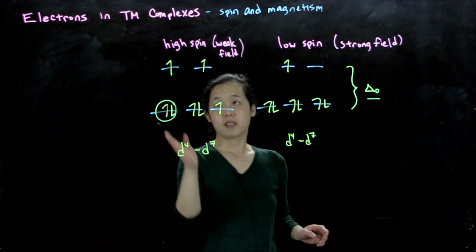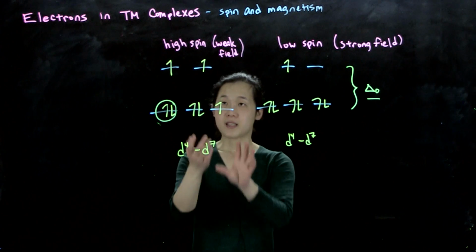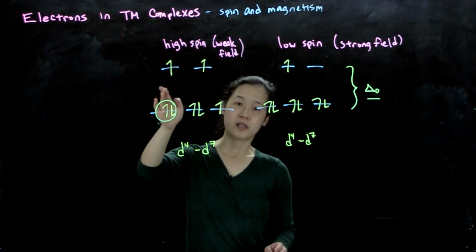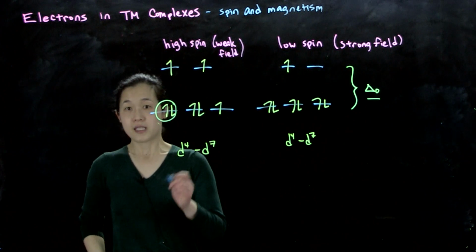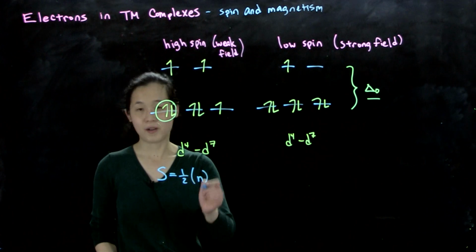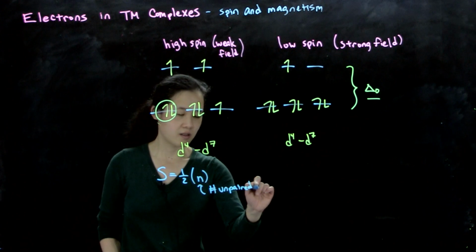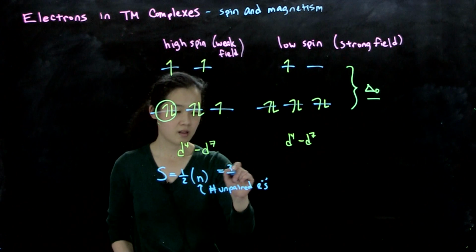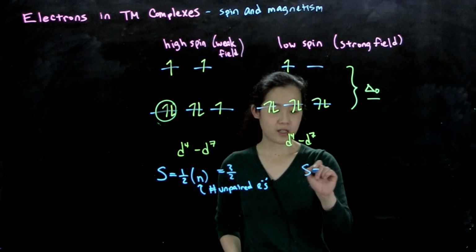The reason it's called high spin versus low spin is because it's really the number of unpaired electrons. So in this D7 example, for this weak field, when we wanted to go up to the EG set first, we have 3 unpaired electrons. So the spin S equals 1/2 times the number of unpaired electrons. So this is S equals 3/2. And then over here for D7, we only have 1 unpaired electron, so this is S equals 1/2.